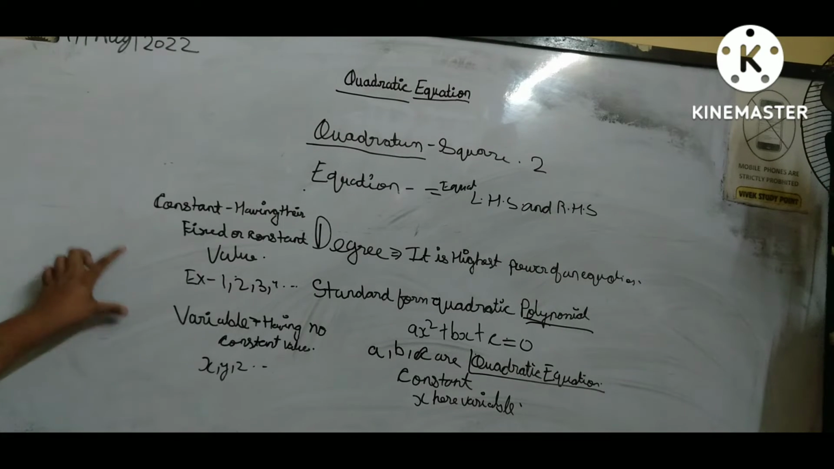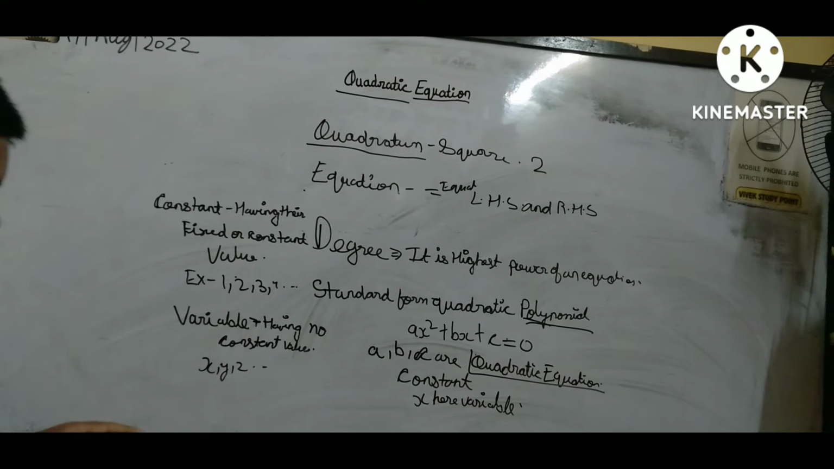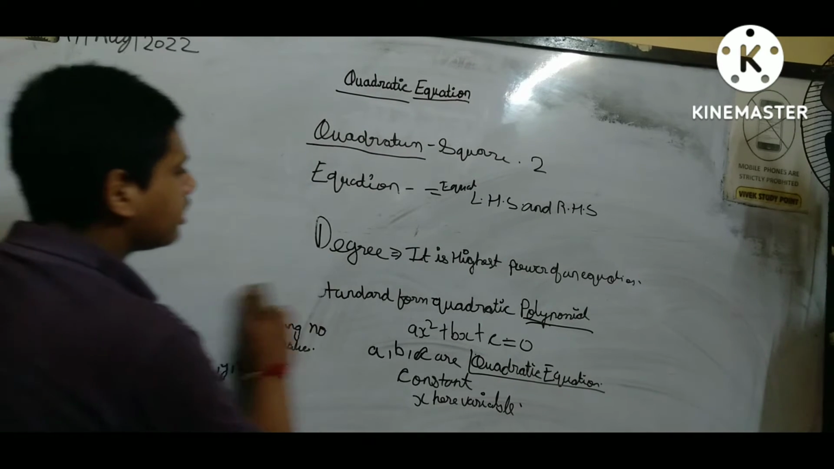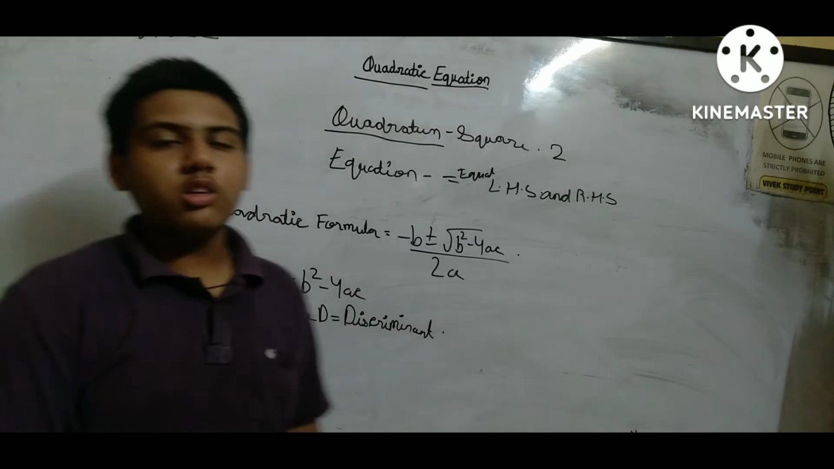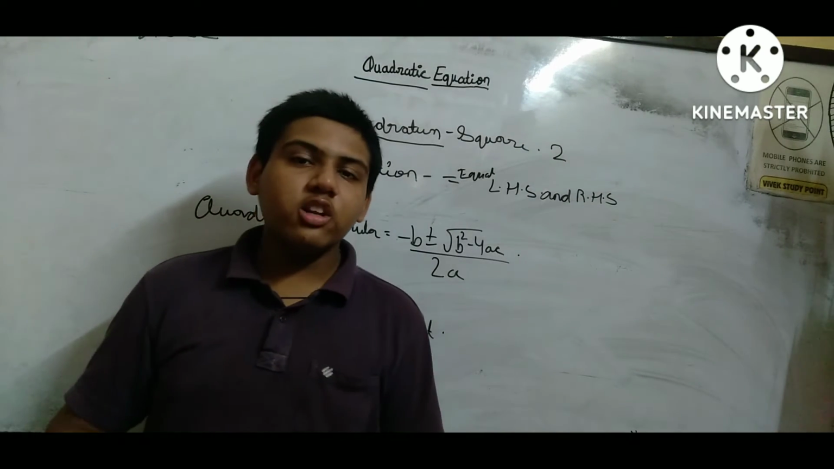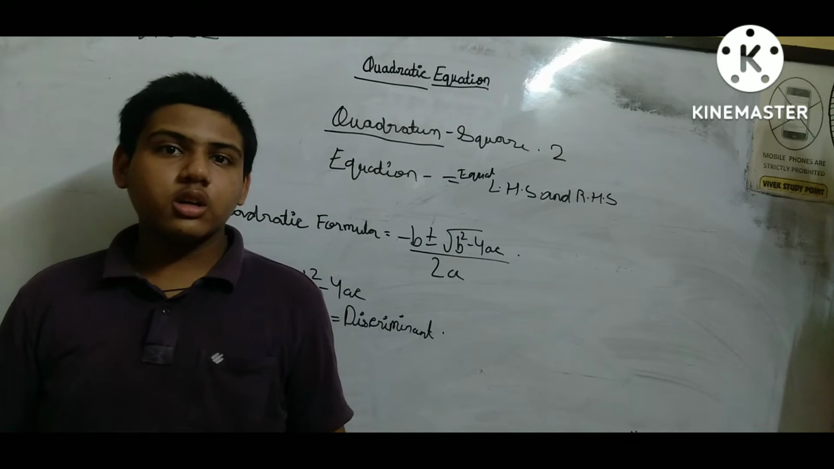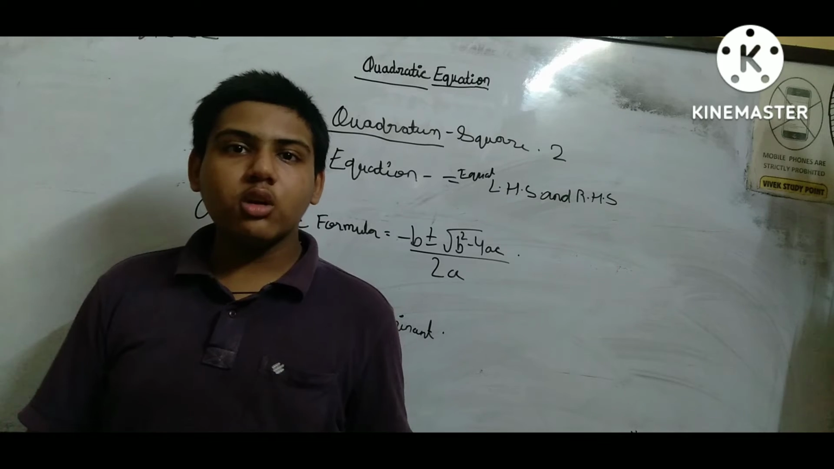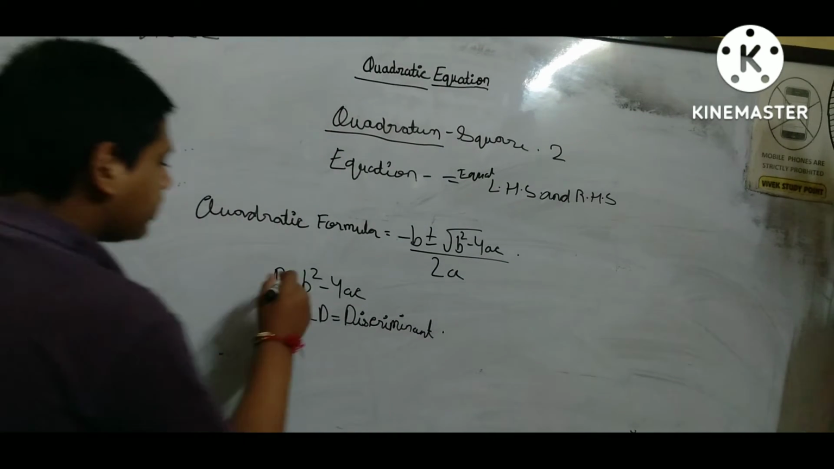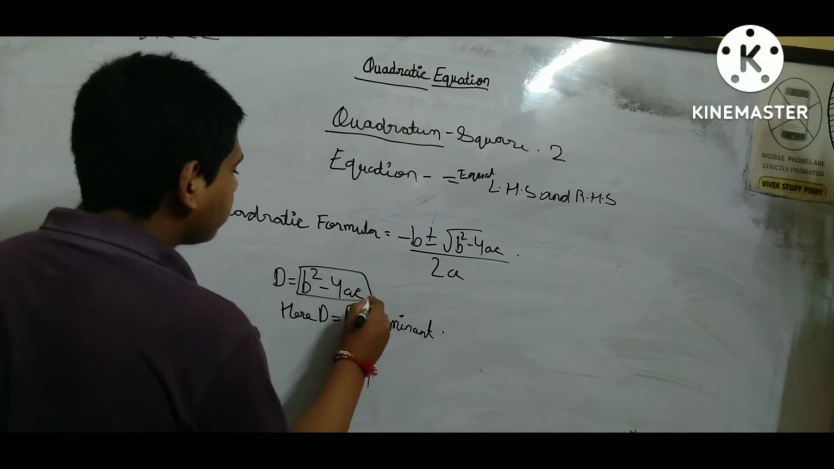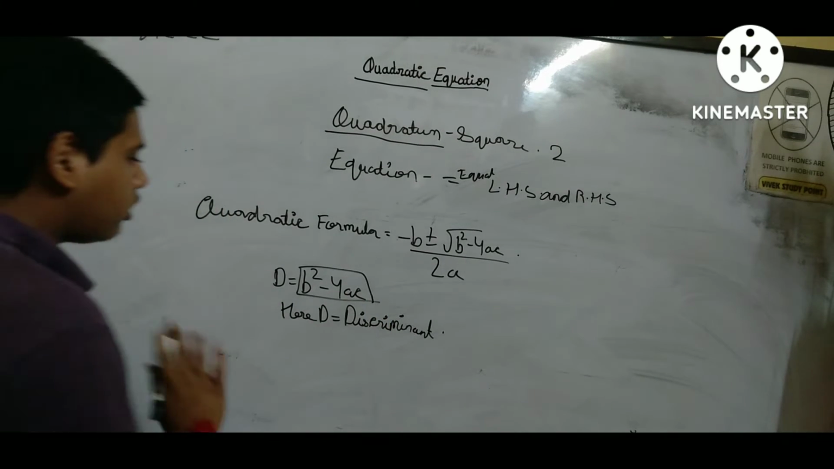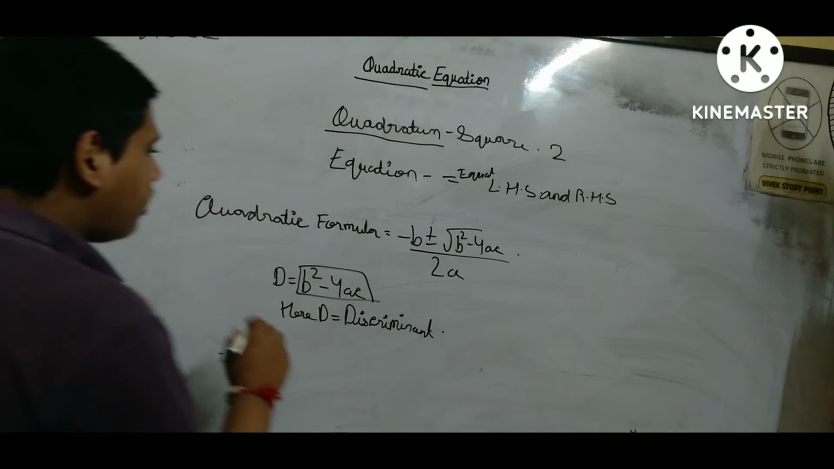So this is the basic concept of this chapter. Now move further. If you want to take a screenshot, you can take. Now let's discuss the discriminant. What is discriminant? Actually, discriminant tells about the nature of the roots of an equation based on their coefficients. By using this, we can easily find the nature of the roots of a quadratic equation based on their coefficients.